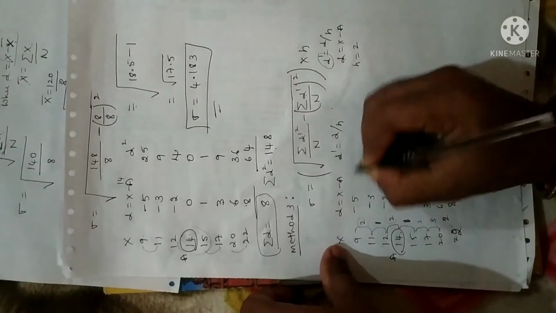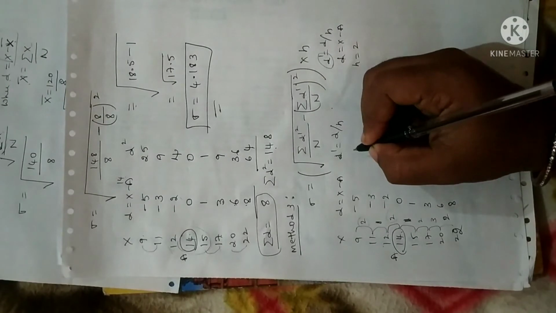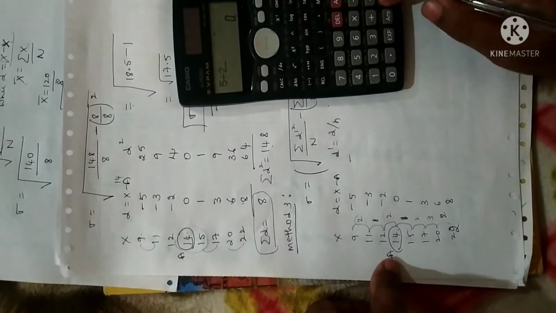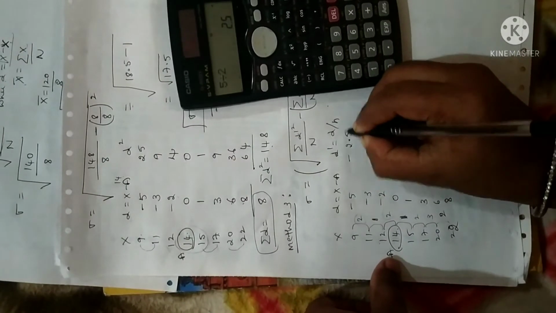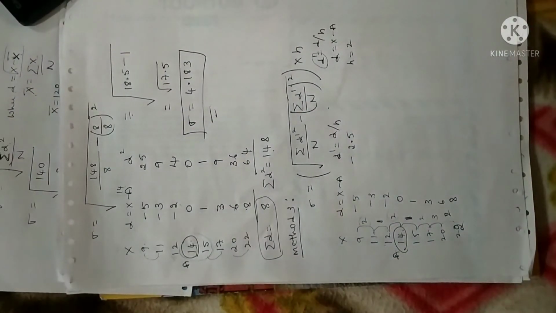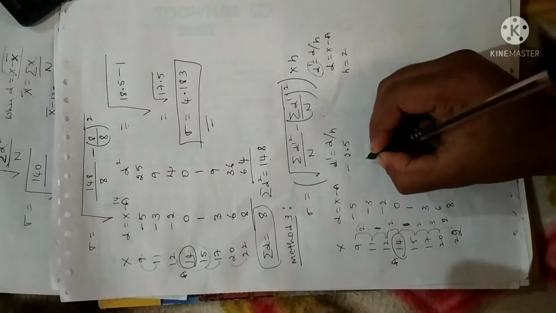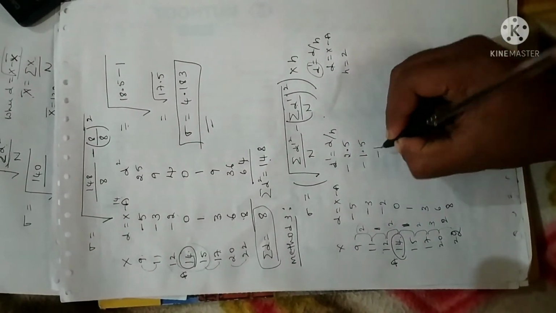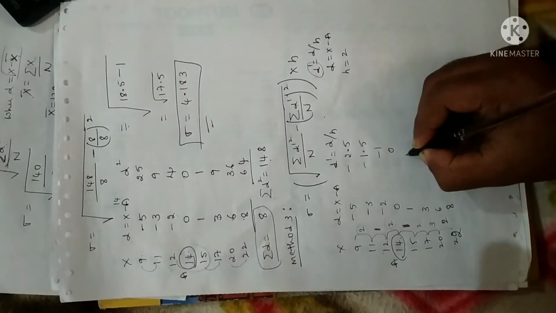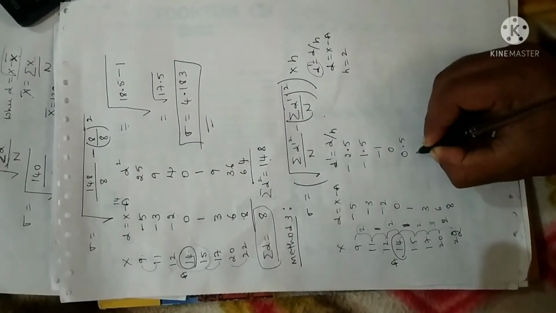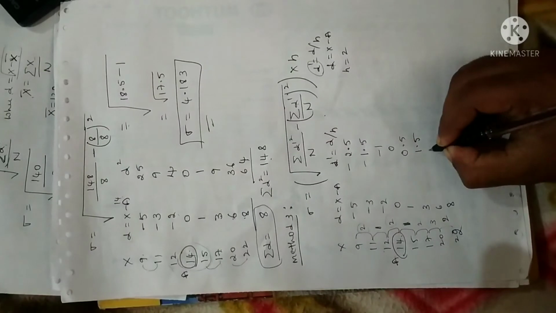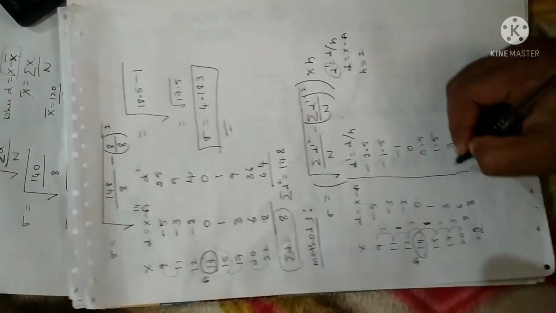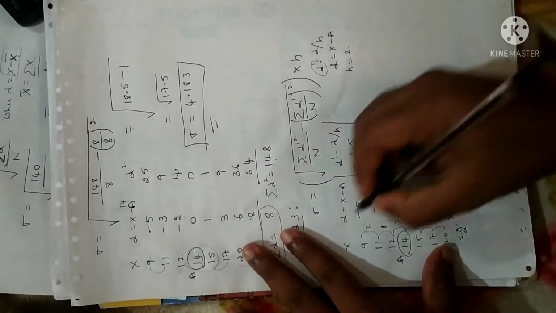So divide 5 by 2. Let me keep the negative sign as it is. 5 divided by 2 is minus 2.5. Similarly, minus 3 by 2 will give us minus 1.5. Next, minus 2 by 2 is minus 1. 0 by 2 is 0. 1 by 2 is 0.5. 3 by 2 is 1.5. 6 by 2 is 3. 8 by 2 is 4. So I have obtained the values of d dash.